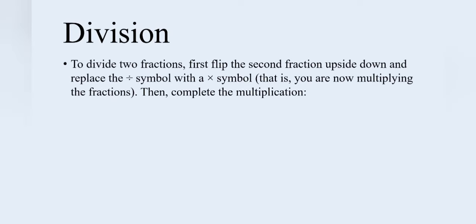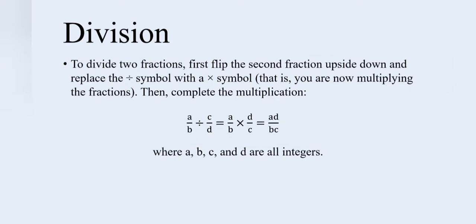Now, to divide two fractions, first flip the second fraction upside down and replace the divide symbol with a multiply symbol. That is, you are now multiplying the fractions. Then just complete the multiplication accordingly. So, in other words, a over b divided by c over d is equal to a over b multiplied by d over c, which is equal to ad over bc, where a, b, c, and d are all integers.